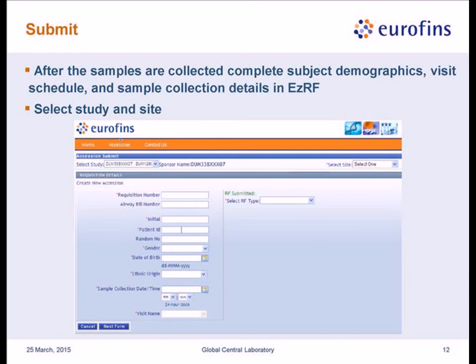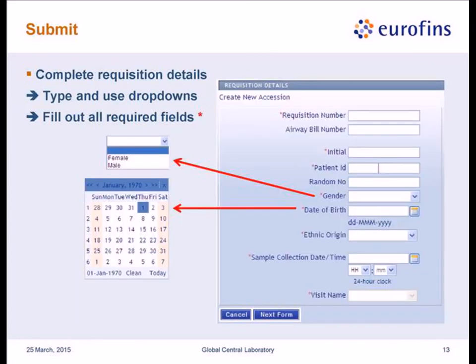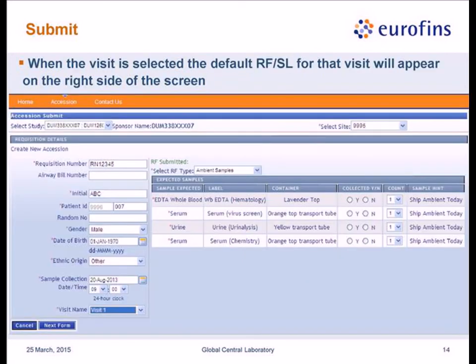We have the sample collection time field. Those are drop-down menus. You can use those drop-down menus to select the sample collection time. And then you have the visit name. This is where you select the visit you're trying to complete the acquisition form for. Once you select the visit, the first acquisition form would appear on the right-hand side by default. You see that there's a blank area here on the right-hand side. This is where the new acquisition form would appear as soon as you select the visit you're trying to complete the acquisition form for.